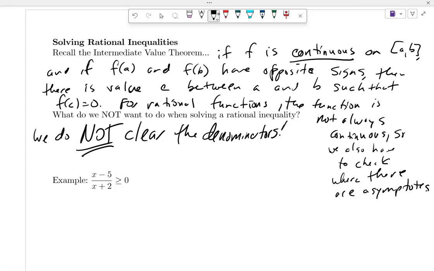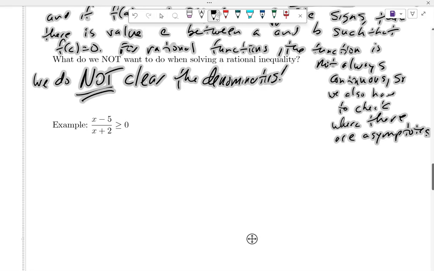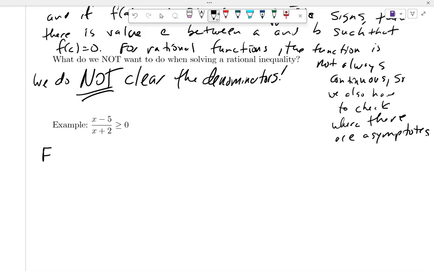Okay? All right, so let's look at this one. Notice it's already set up with 0 on one side. Don't have to do anything there. Is there anything to factor on the left-hand side? Do we need to factor x minus 5 or x plus 2? No. We're already set up good. All right. So your first step here is, just like what we talked about for rational functions, we're going to find the zeros, the x-intercepts, and we'll find the asymptotes, the vertical asymptotes. Okay, that's your first step.